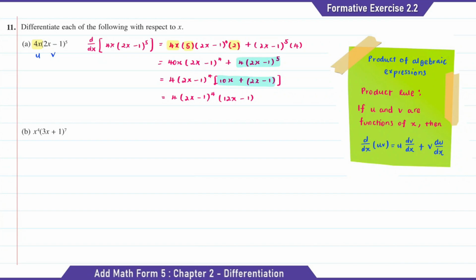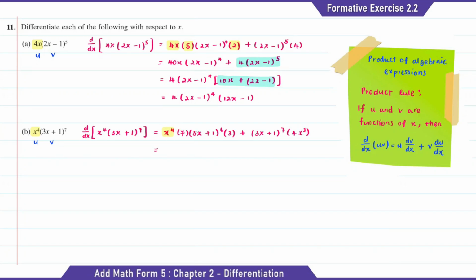Question B. To differentiate this, we're going to use the product rule. First, copy the u, which is x to the power of 4. Then differentiate the v. This will be 7 bracket (3x plus 1) to the power of 6. Then differentiate the terms in the bracket, which is going to be 3. Plus, copy the v, (3x plus 1) to the power of 7. Then differentiate the u, which will be 4x to the power of 3.